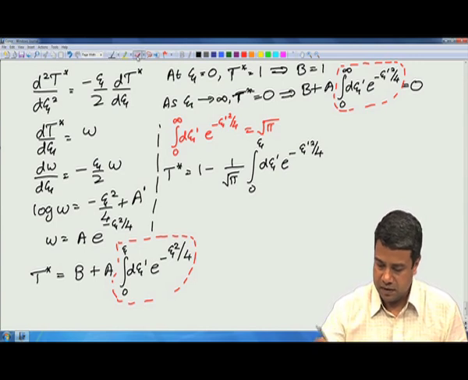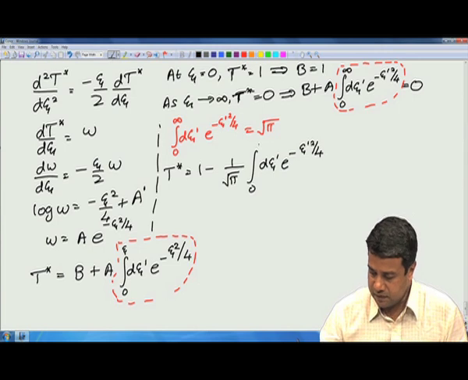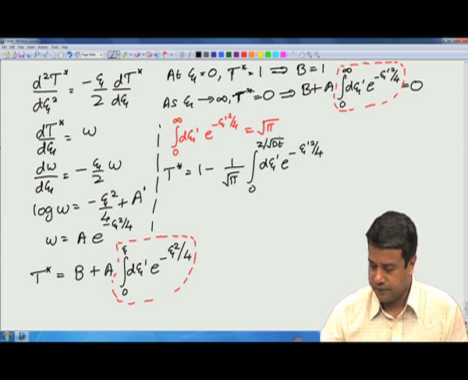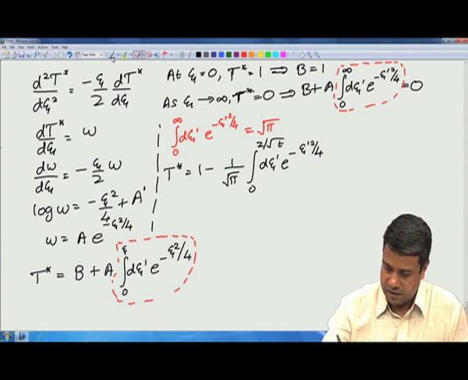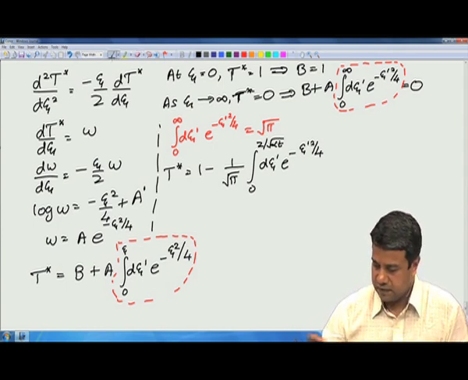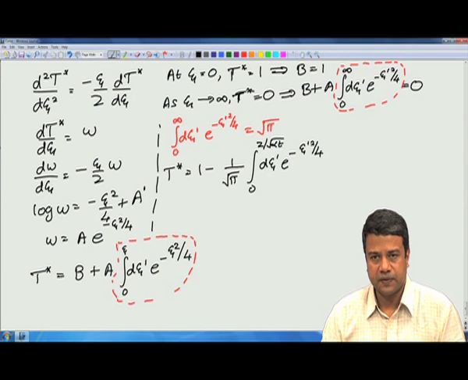And rather than writing it as psi, I can write this in terms of the original variable z by root alpha t, where alpha is the thermal diffusivity. So, that is the final expression for T star.